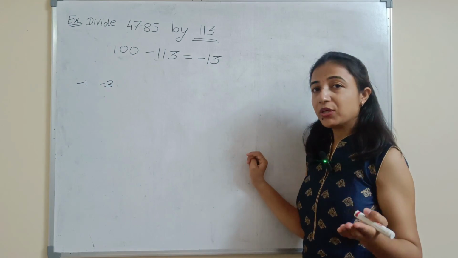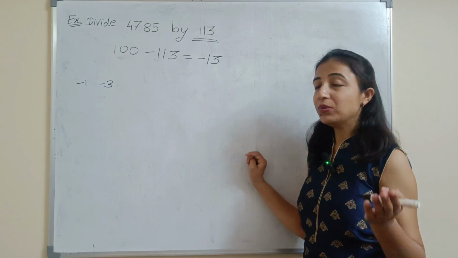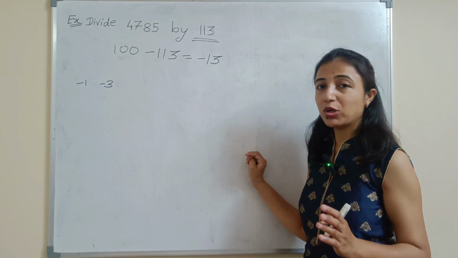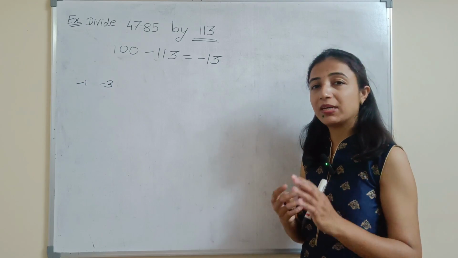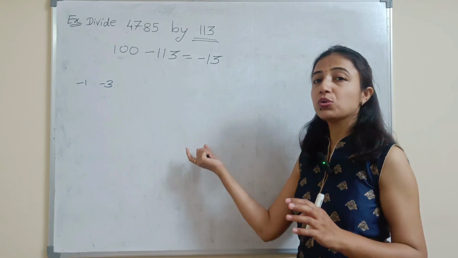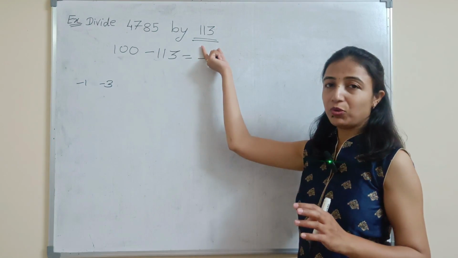If you have not watched the previous video, please watch that video. The link is given in the description box, because if we know the idea about how to take the multiplier for a single digit, then it will be easy to solve this 3-digit division process.